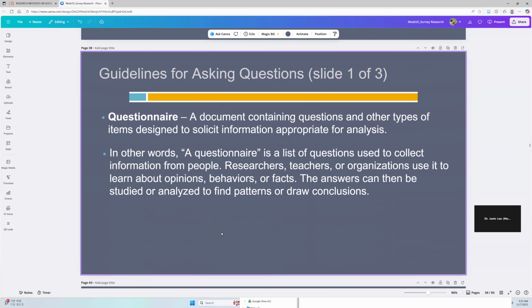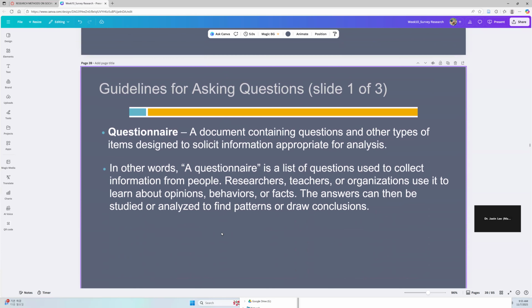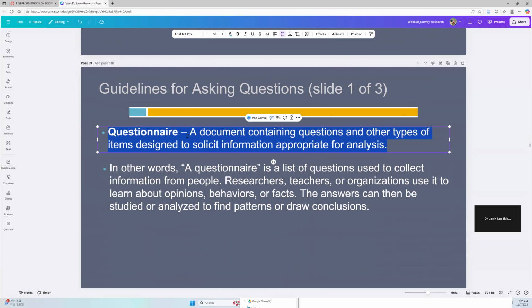Within the survey data, there is a questionnaire. So there is the 설문지 in the data. We are saying a document containing questions and other types of items designed to solicit information appropriate for the analysis. In other words, the questionnaire is the list of the questions. So when you see the 설문지, when we participate in a survey, these are for collecting information from you.